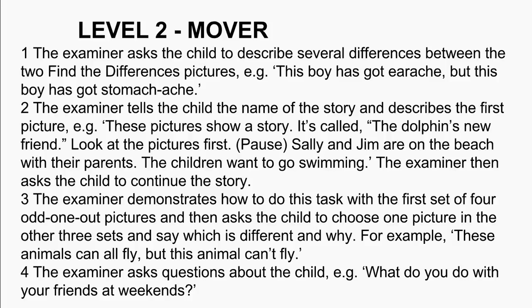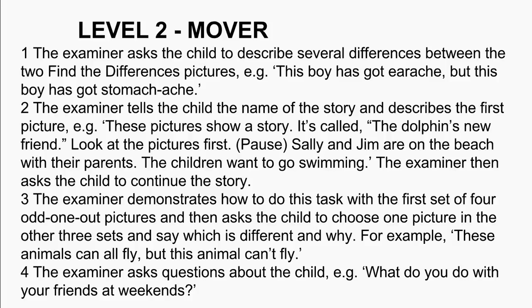Then, with the third set of pictures, the examiner demonstrates how to do this task with the first set of 4 odd one out pictures, and then asks the child to choose one picture in the other 3 sets and say why it is different and how. For example, these animals can all fly, but this animal can't fly.